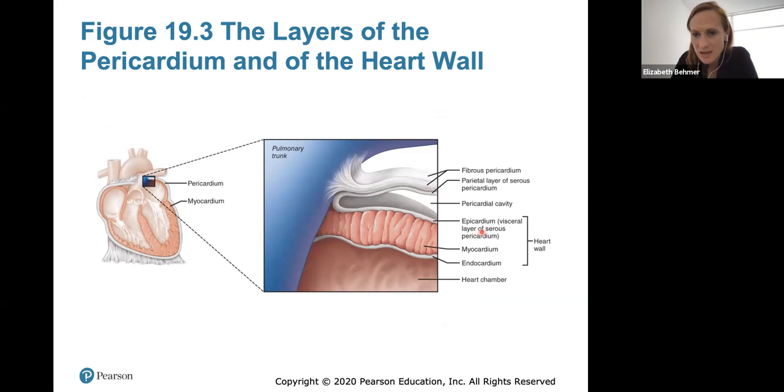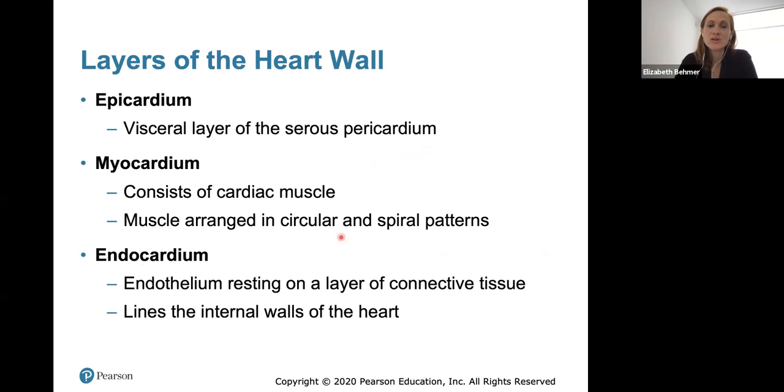So you can see here the fibrous pericardium, and then you can see here the parietal layer of the serous pericardium, which will line the body cavity itself. Then you'll have a pericardial cavity, or a space between the two. And the epicardium is then considered the visceral layer of the serous pericardium, the one that will cover the heart organ itself. The myocardium is the thick muscular wall of the heart, where all of the cardiac myocytes will be. And then the endocardium is the inner smooth surface of the heart chambers. So here's the epicardium, the myocardium, and the endocardium. You guys should know these 3 layers of the heart wall.